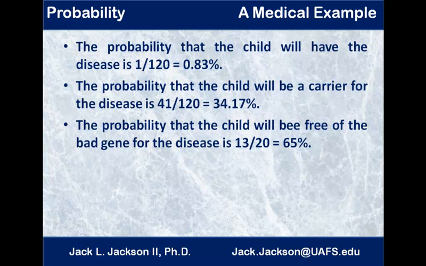Probably the child will be a carrier of the disease, but not have it, is 41/120, or 34.17%. And the probability that the child will be completely free of the bad gene for the disease is 13/20, which is 65%.